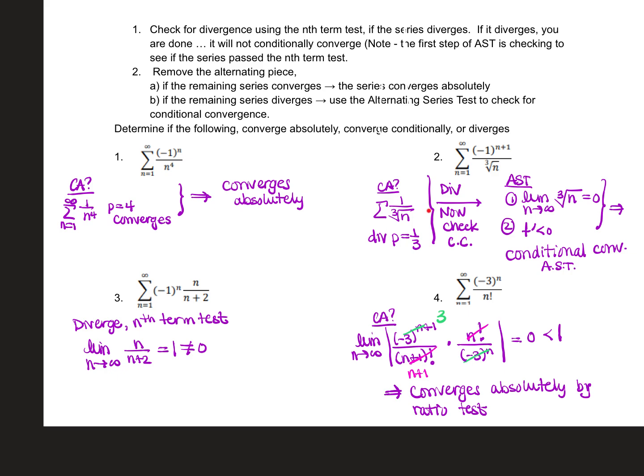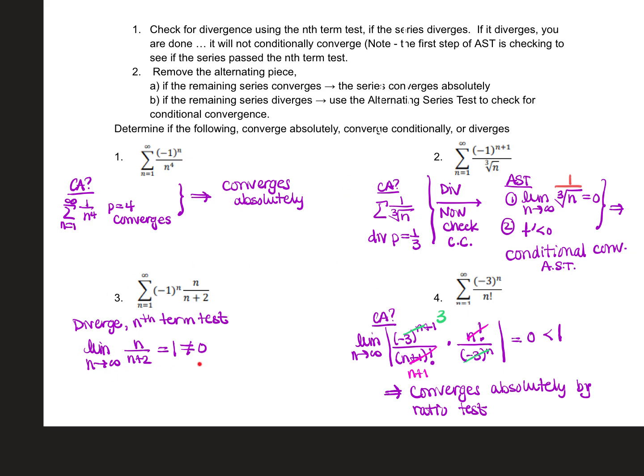So since that diverges, now we're going to check for conditional convergence. The only test that checks for conditional convergence is AST. So the limit is equal to 0. Sorry, there's a little typo on that one. Let me fix that real quick. This should be 1 over that is equal to 0, and f prime is less than 0. So therefore it converges conditionally by AST.